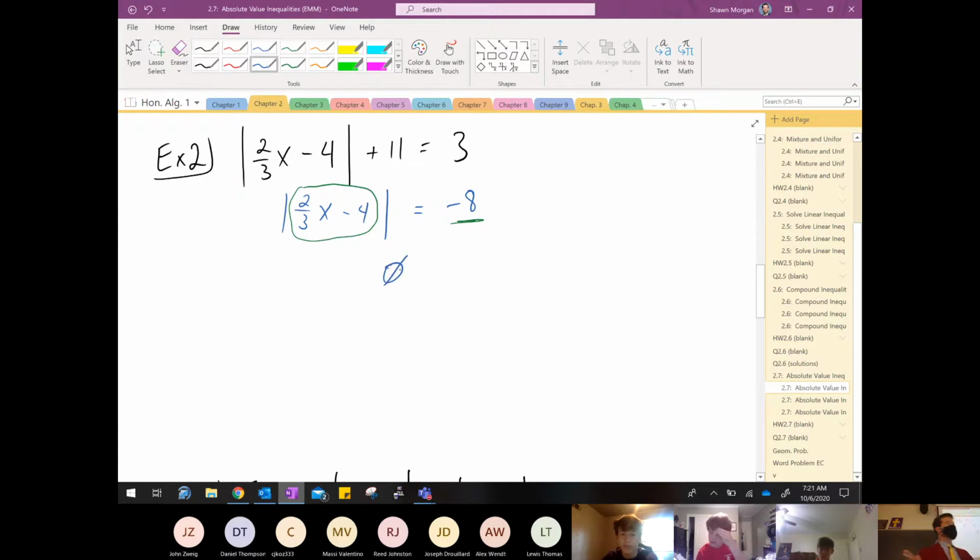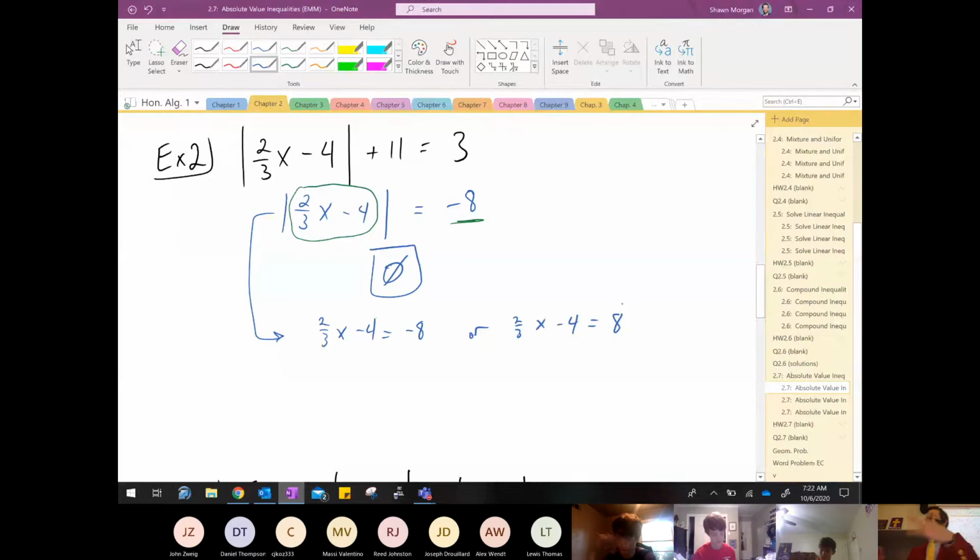But let's just pretend we didn't know that. We didn't know that absolute value can never be negative. By the way, I would write that down: absolute value is non-negative. Let's suppose that we wanted to split it up, much like we did yesterday, where we said, well, 2/3 x minus 4 equals -8, or 2/3 x minus 4 equals +8. Let's just pretend we did the same thing we did yesterday.